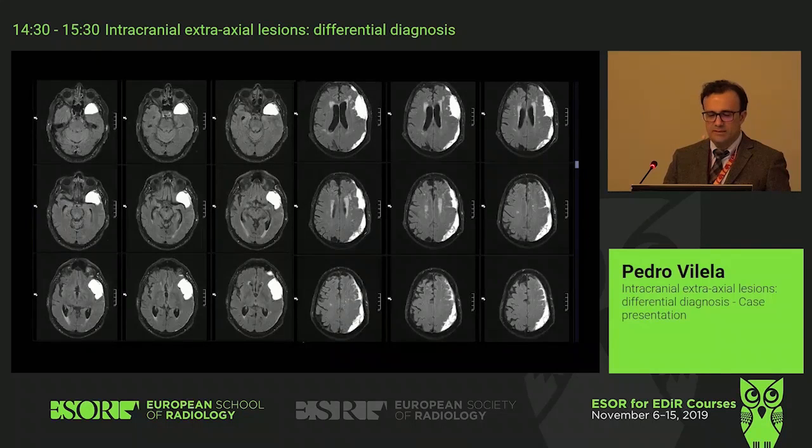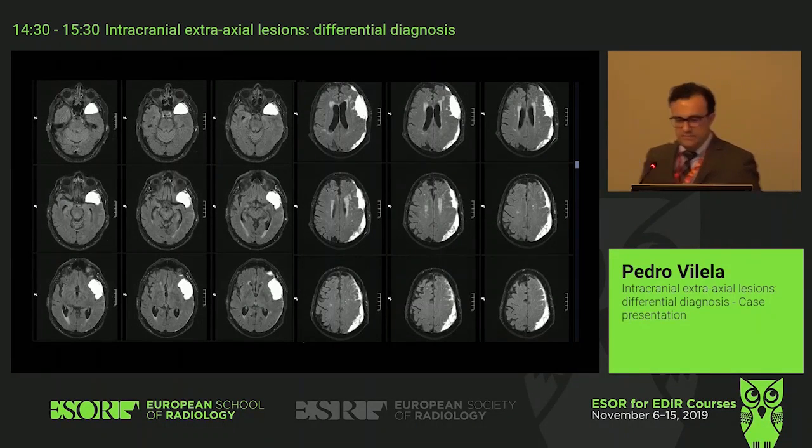Okay. I give you the FLAIR images. Now you see more things. Can this be an arachnoid cyst with high signal on FLAIR? Not usual. And you see what is happening in this sulci?